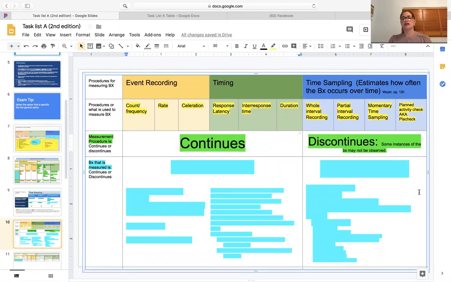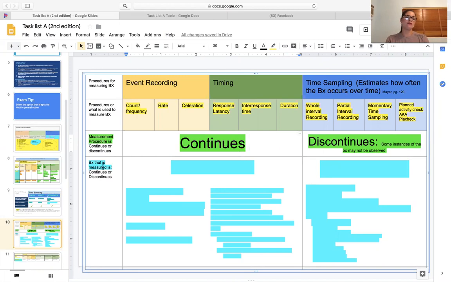Okay, what is discontinuous? It means that not all of the behavior is going to be recorded. Exactly, and that's basically what happens in time sampling, right? Because you don't have to be constantly looking at it.